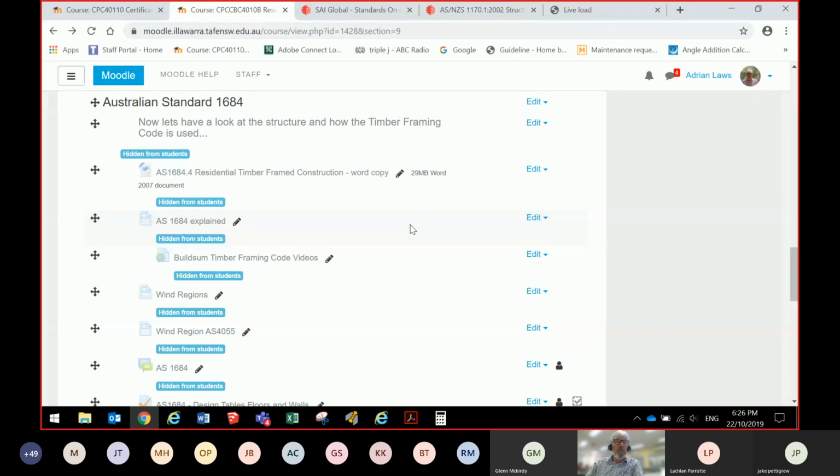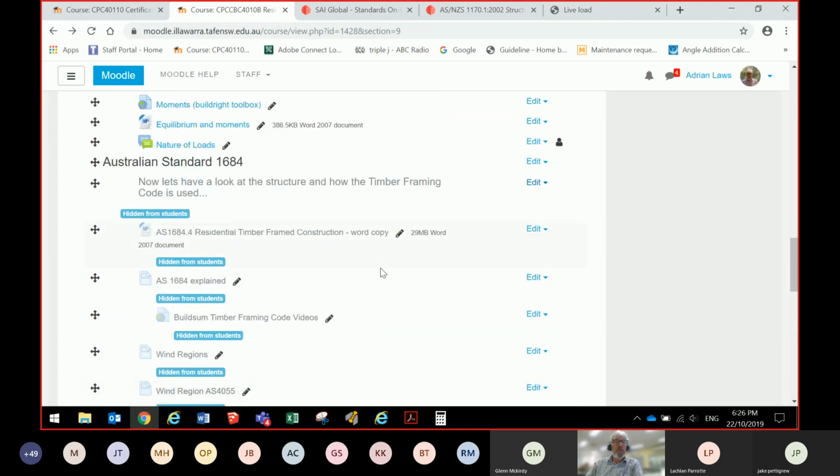Now, 6:26, I'll just keep on going here with the Australian Standard, and I want to open up for you and have a look at how the Australian Standards are used. I'm just going to be real quick here for this section because we're going to spend a lot of time living in the Australian Standard 1684. You need to make sure that you've downloaded that and got access to it.